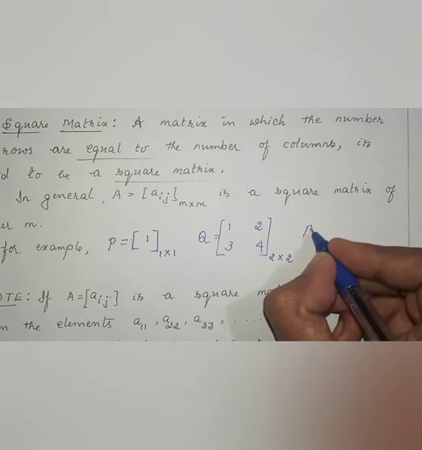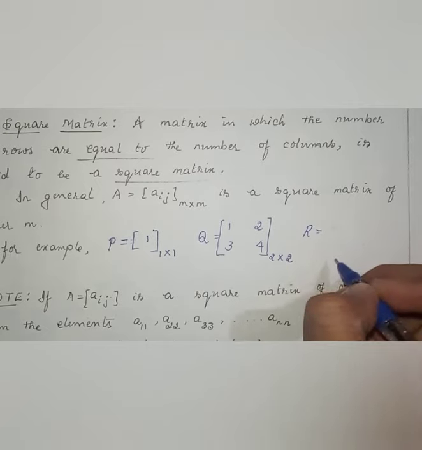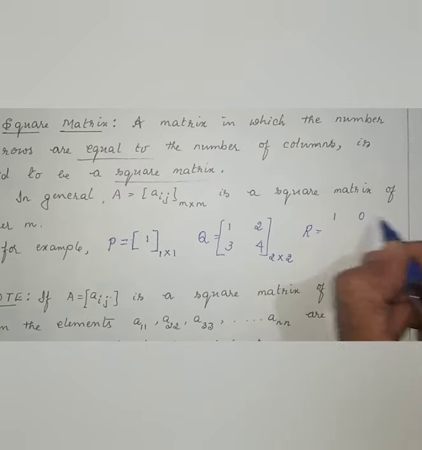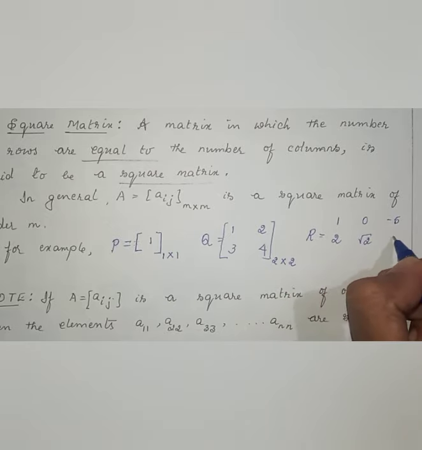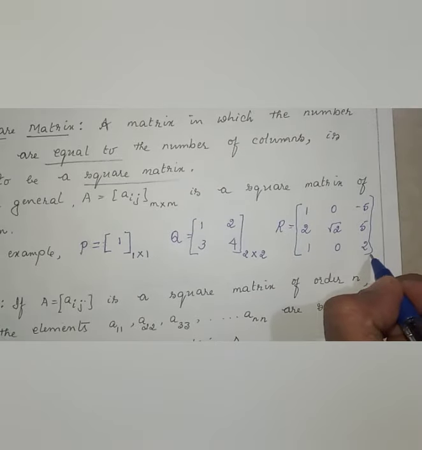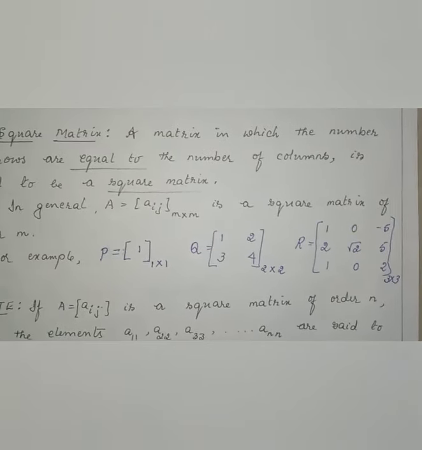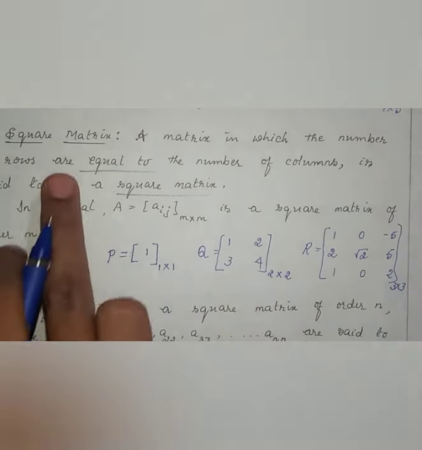I can write one more example. I'll take a matrix of order 3 by 3, 3 rows and 3 columns: 1, 0, minus 5, 2, root 2, 5, 1, 0. The order of this matrix is 3 rows and 3 columns. So a matrix having the number of rows equal to the number of columns is called a square matrix. This is the important one.